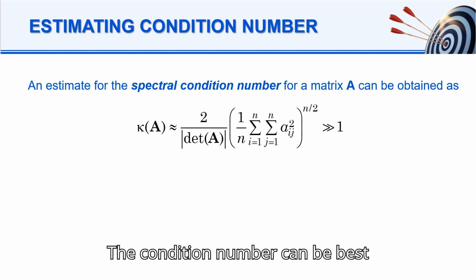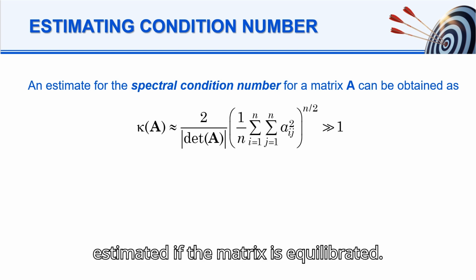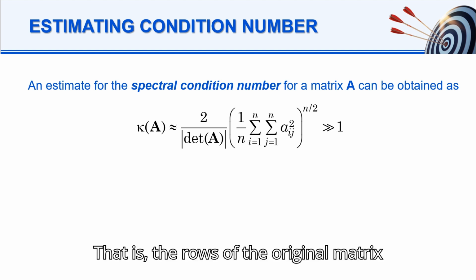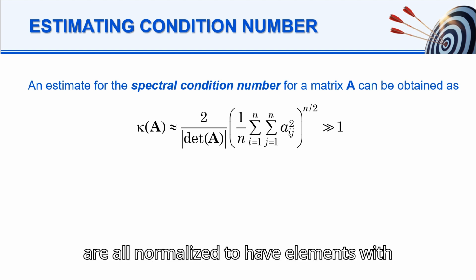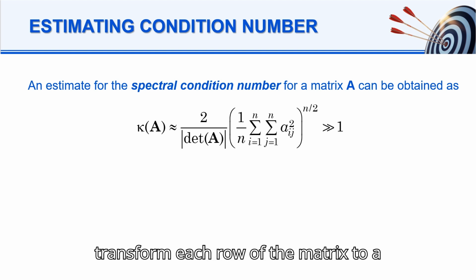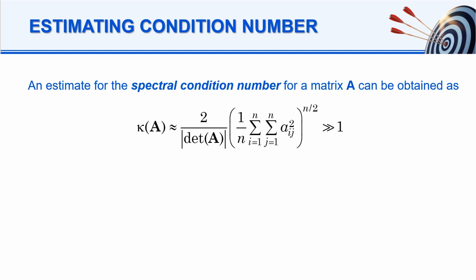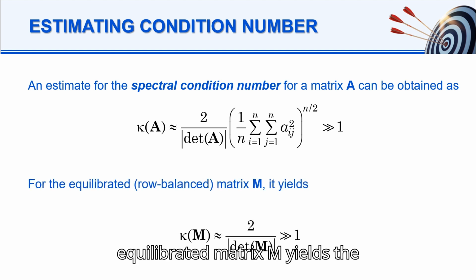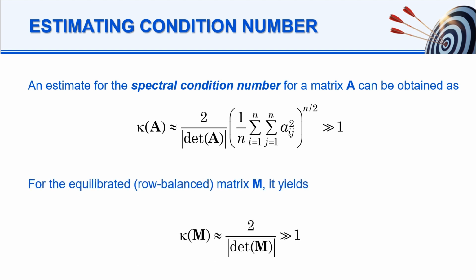The condition number can be best estimated if the matrix is equilibrated. That is, the rows of the original matrix are all normalized to have elements with a maximum magnitude of order 1, or transform each row of the matrix to a unit vector in Euclidean norm. The spectral condition number for the equilibrated matrix M yields the following.